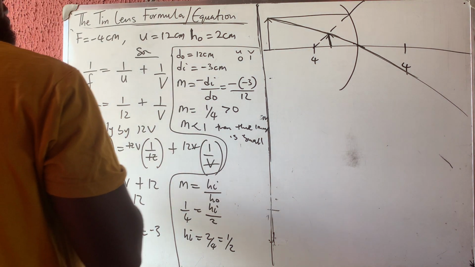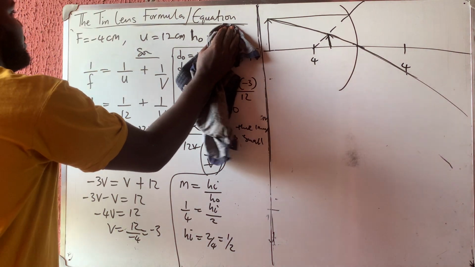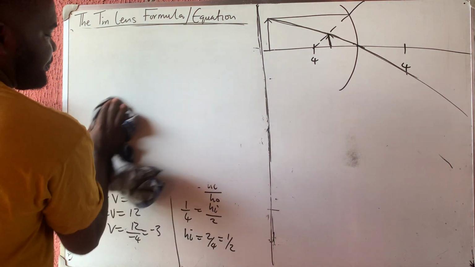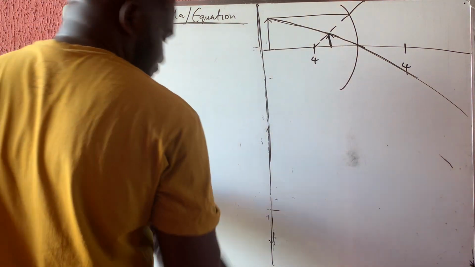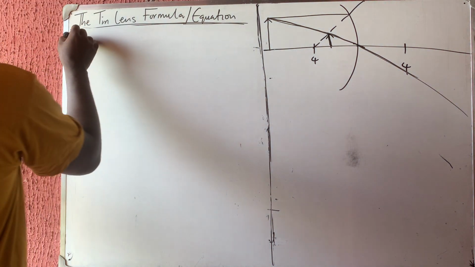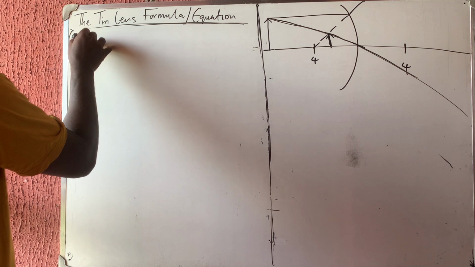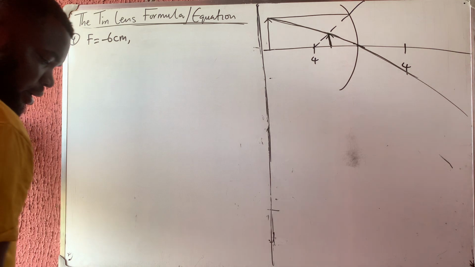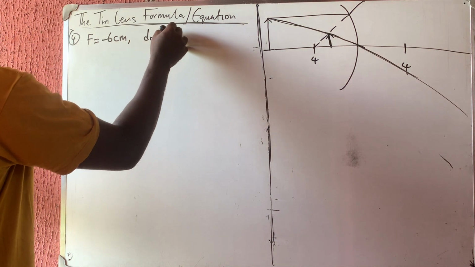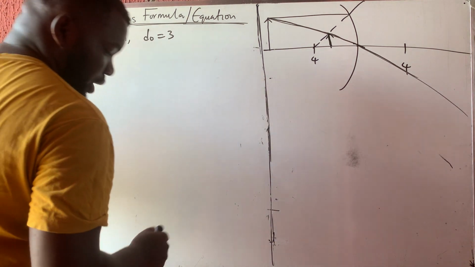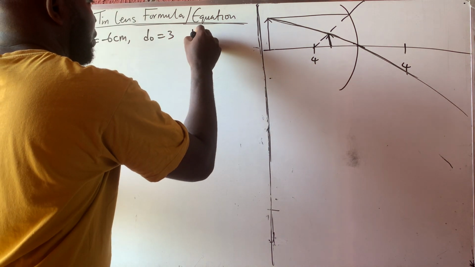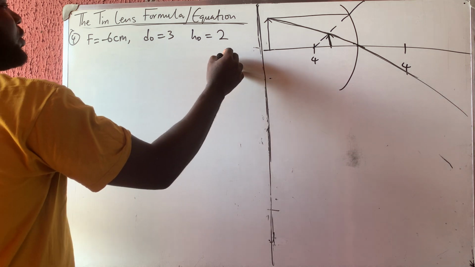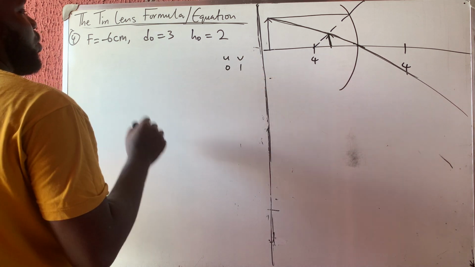So let's solve the last question in this particular video, then we are done. For question number 4, they gave us that our F is minus 6 cm, and they gave us that our DO is 3, and DO is U. I hope you know. And then they gave us our HO as 2. So you write your UVIO in the clockwise direction.